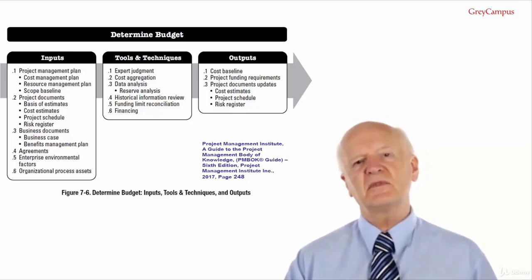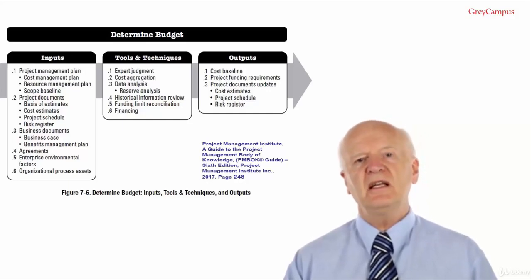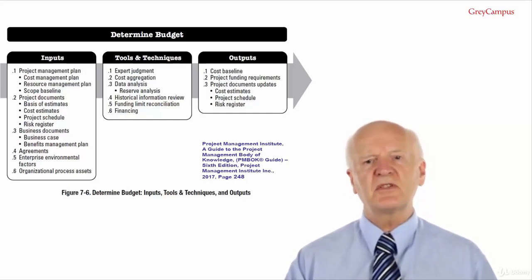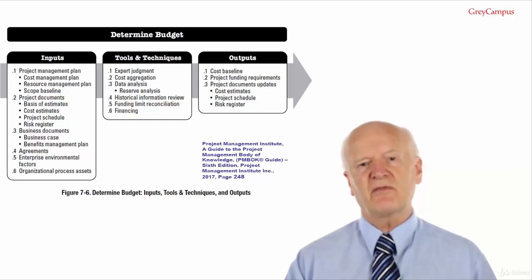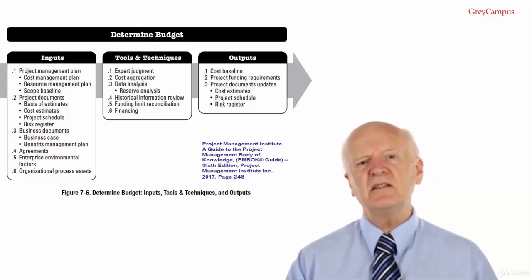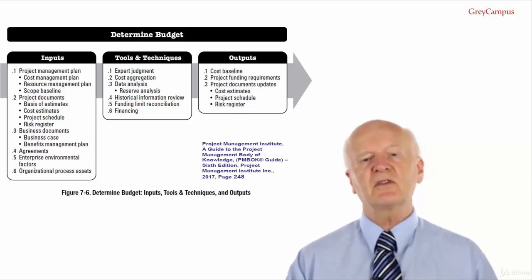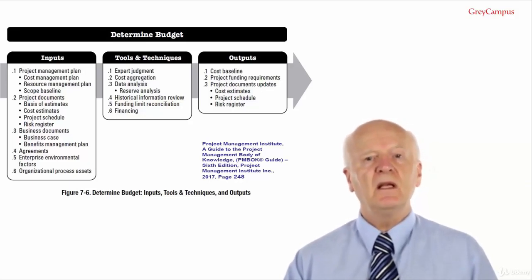Tool and technique number 6, financing. It's common for long-term infrastructure, industrial and public services projects to seek external sources of funds because it could be millions, billions of dollars. If a project is funded externally, the funding entity may have certain requirements that the performing organisation must meet because they've got to control their risks as well.